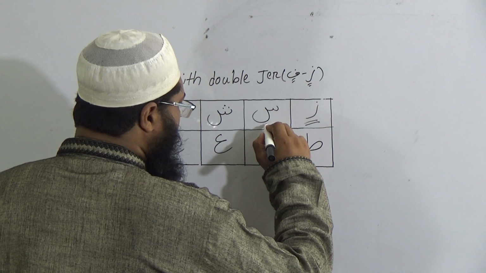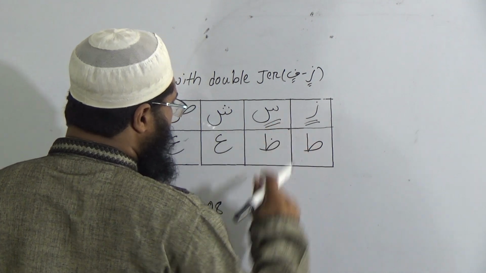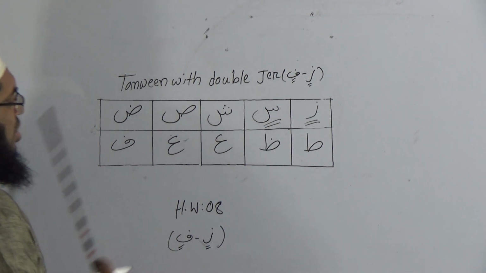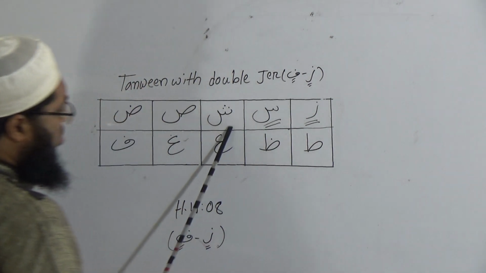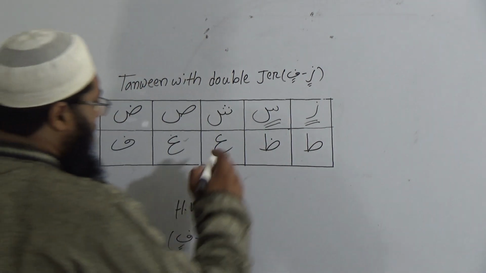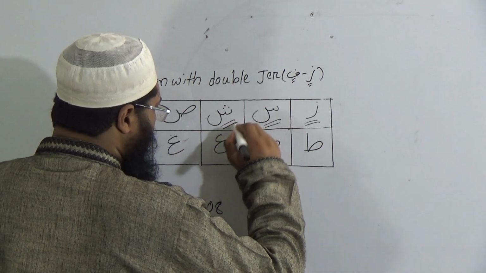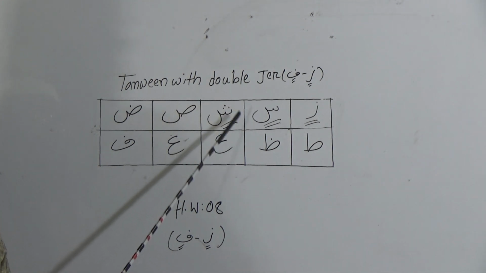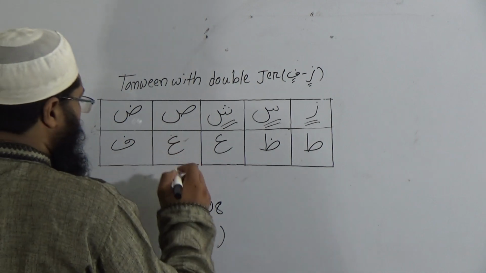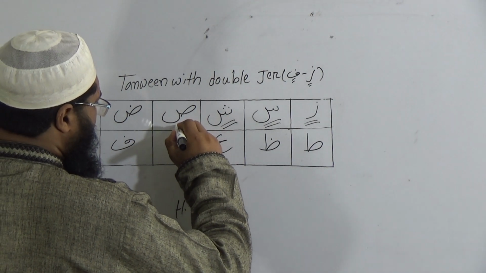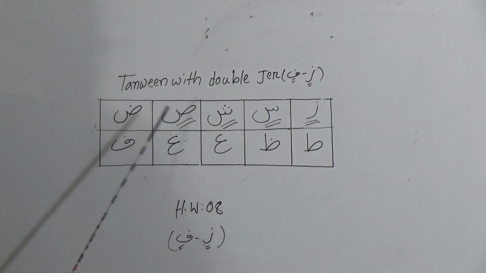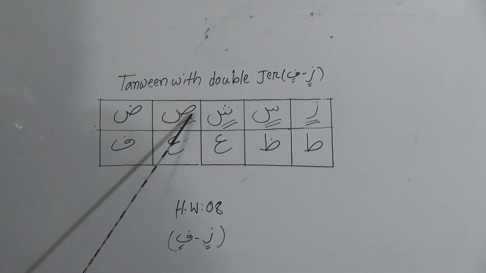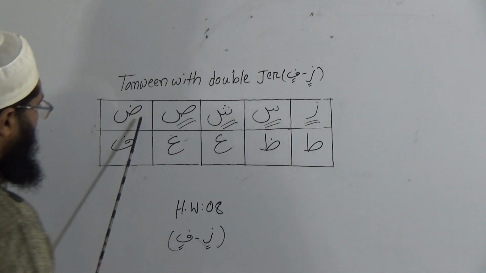I'm giving double zer under the sin. Then you have to pronounce this one sin dui zer sin. Sin dui zer sin. Then my dear students, this one is shin. You know that shin has 3 drops. Now I'm giving double zer under the shin, and now we have to pronounce this one shin dui zer shin. Shin dui zer shin. Then this one is sword. I'm giving double zer under the sword, and now we have to pronounce this one sword dui zer sin. Sword dui zer sin.